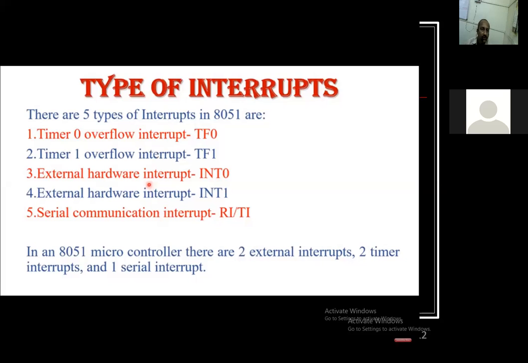Okay, so this is about the types of interrupts. I think the red color is wrongly applied, because the internal interrupts are 1, 2, and 5. The coloring is wrong. So the internal interrupts are 1, 2, and 5.